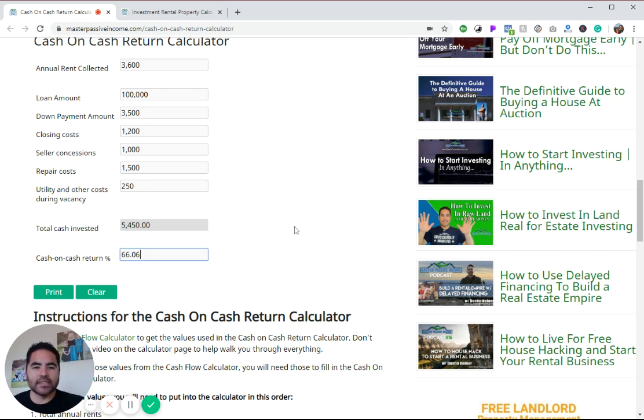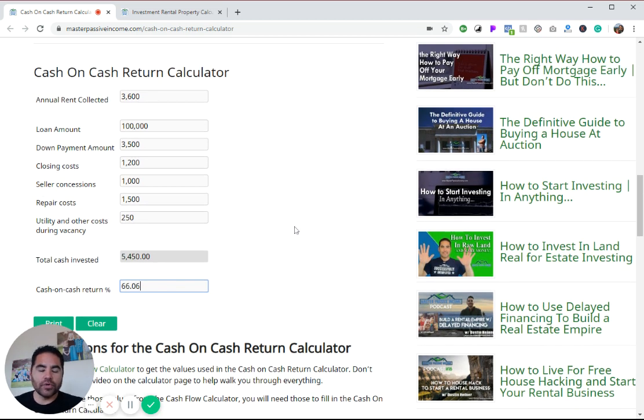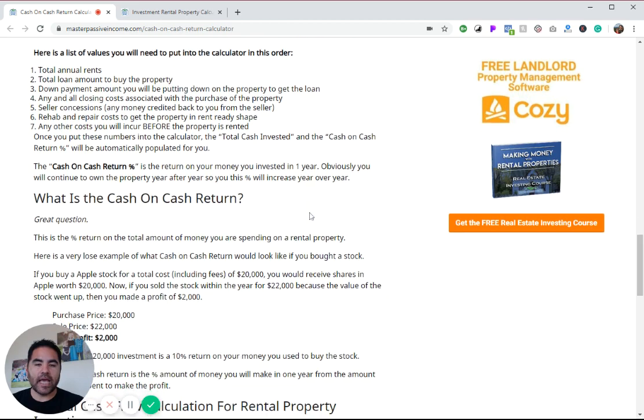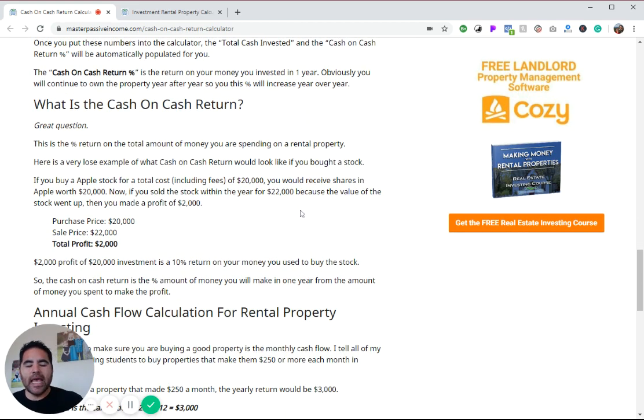So what's great is the cash on cash return calculator. It shows you how much money you're going to make in the first year. So you want to utilize this. And also below the calculator, I have all these instructions on how to use it and how to apply it.